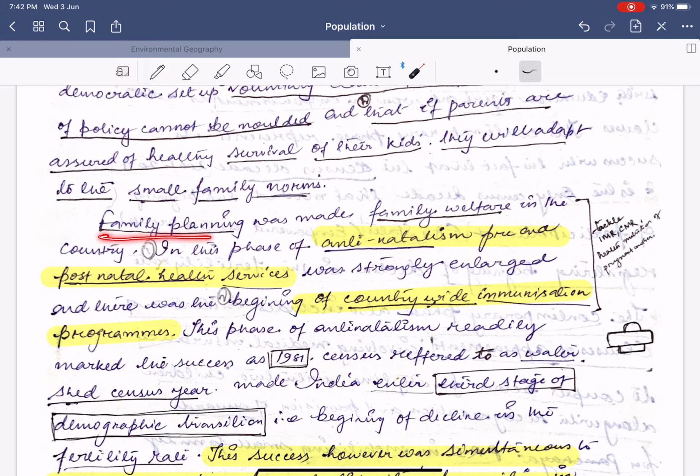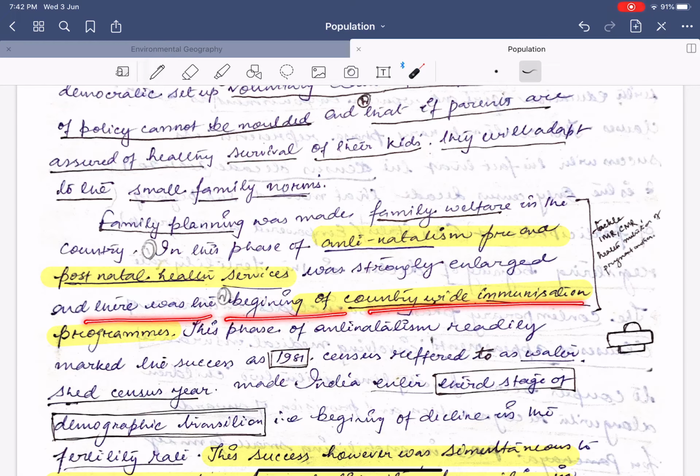The family planning was made the family welfare in this country. In this phase of the antinatalism, pre and postnatal healthcare services were developed. What does prenatal mean? Before birth. What does postnatal mean? After birth. Before birth healthcare services and after birth healthcare services were strongly enlarged, and there was the beginning of the countrywide immunization program. Two things happened.